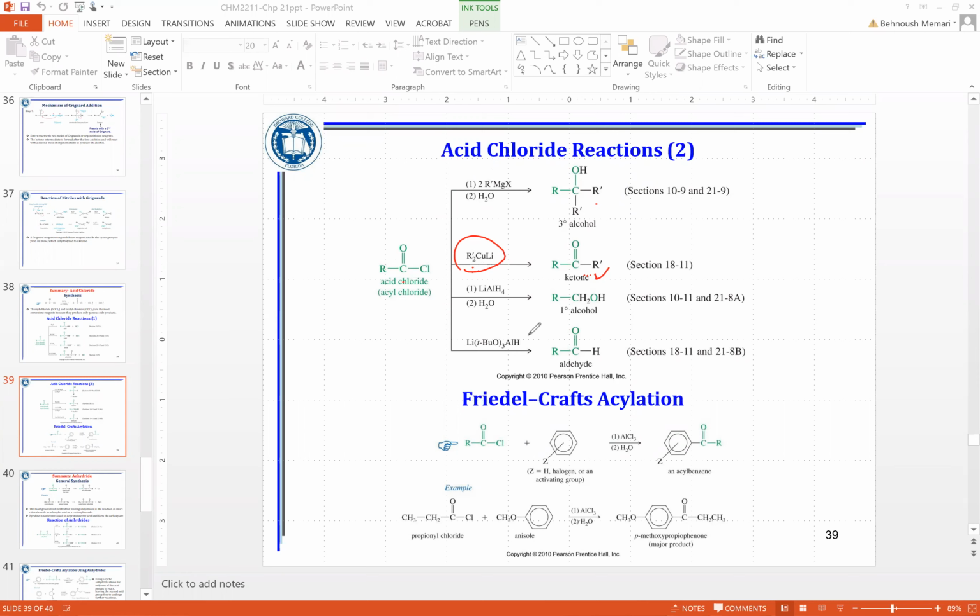If you use poisoned LAH, it would stay at the aldehyde, a one-step reduction. If you use the LAH itself, it will go to primary alcohol.